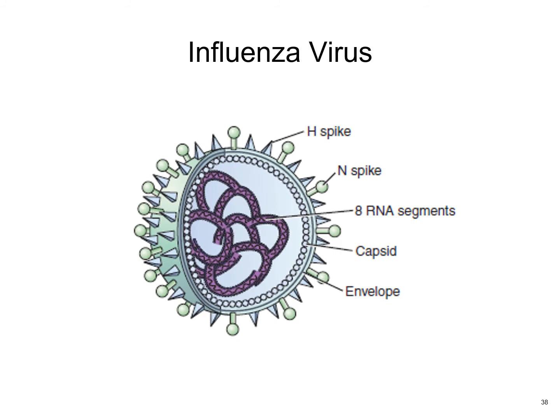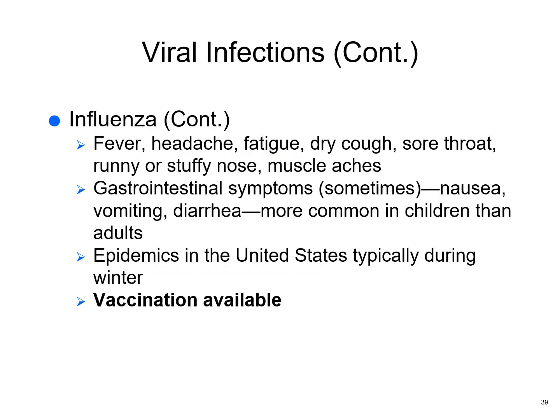Here's a picture of a flu virus. Here's the RNA segments, and it's got spikes and capsids, and it is enveloped. Fever, headache, cough, sore throat, runny nose, muscle aches. It can cause gastrointestinal symptoms, more commonly than it's going to cause respiratory ones, but you have epidemics every single fall and winter, and there is a vaccine. Before I got vaccines, I got flu every year, bronchitis, even pneumonia. I think I've had one case since I started getting vaccines, so I'm going to continue to get them.